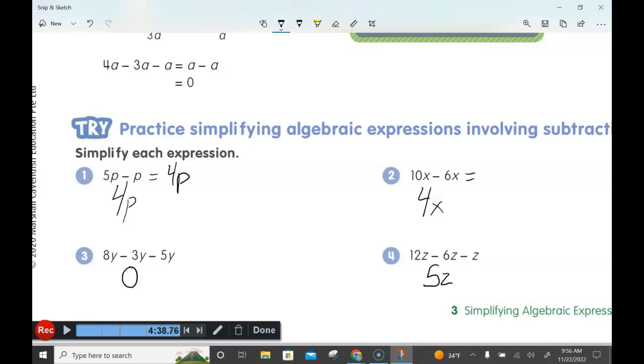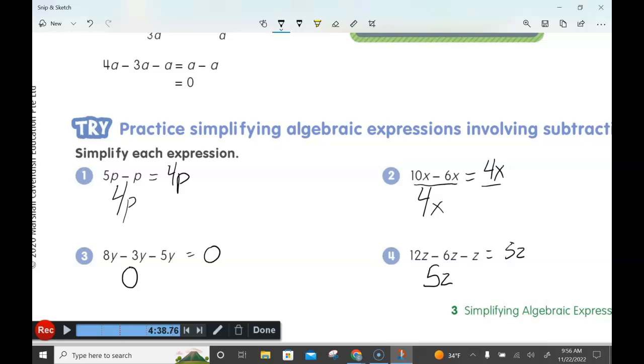10x minus 6x is 4x. So they would be equivalent. So the left side and the right side of the equation are equal. This would equal 0. So again, left and right side would be equal there. So it would be 5z. Left side of my equation, right side of my equation both equal each other.